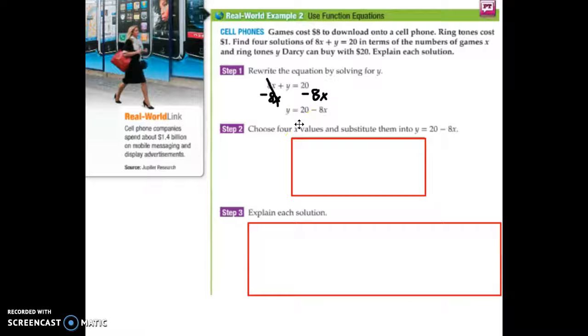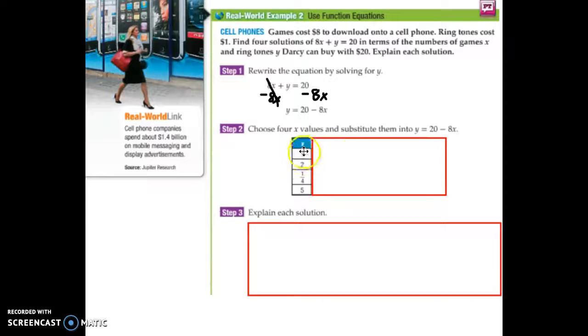Now you do what we did in the first slide, and we just pick 4 values to plug in for x. What these values represent is how many games we're going to download. Now they picked 4 values for us already, so let's just do those. These are the 4 numbers they picked: 1, 2, 1/4, and 5. Like I said, you can pick 0. You usually don't pick fractions, but we can do that. It's good practice, so let's just do it.